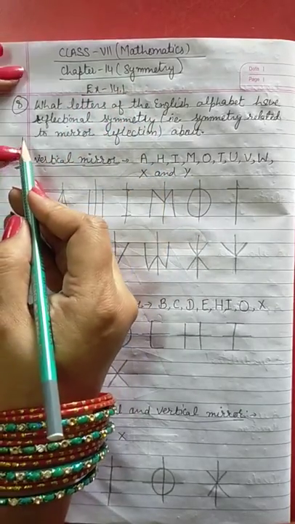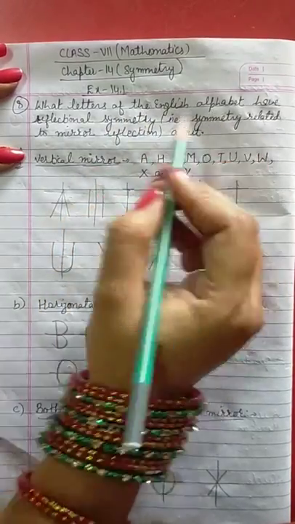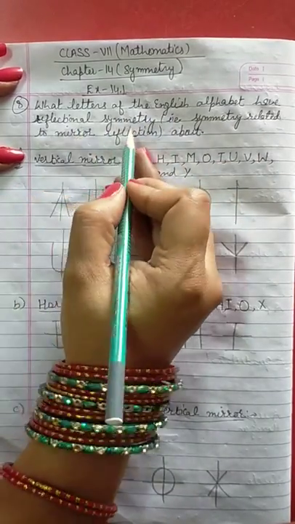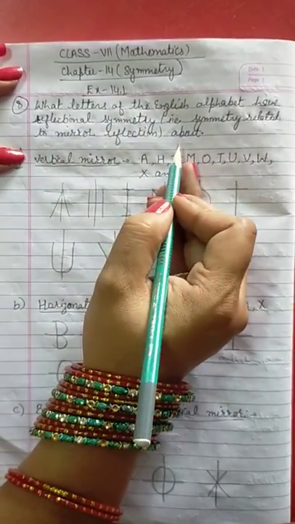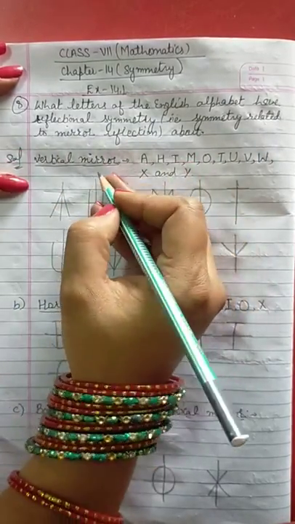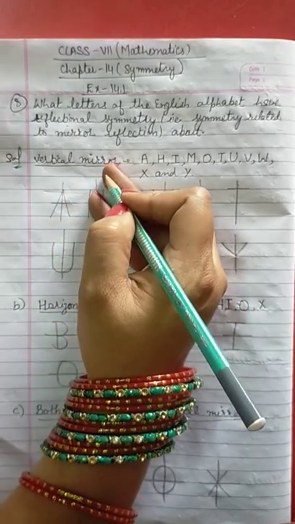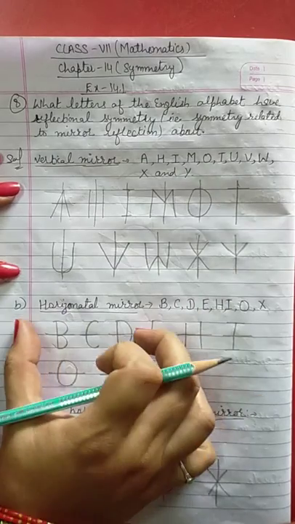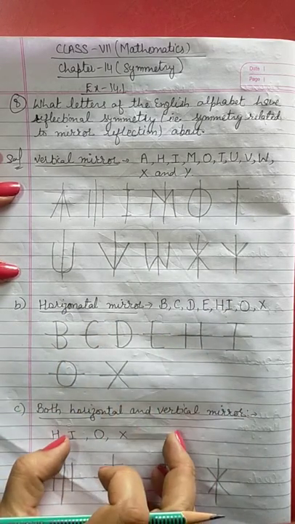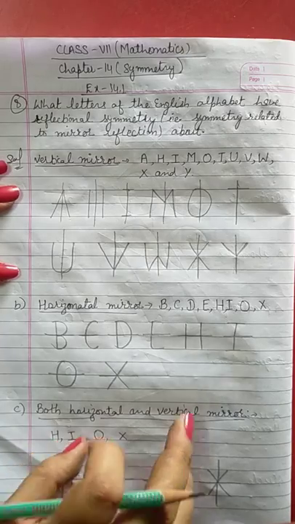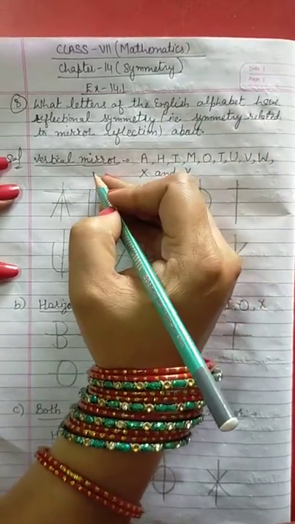So here the question number 8 is, what letters of the English alphabet have reflectional symmetry, that is symmetry related to mirror reflection about. So here what we'll do, we have to find out the symmetries according to vertical mirror, according to horizontal mirror and according to both horizontal and vertical about the line of symmetry of English alphabets. So let's start it now.